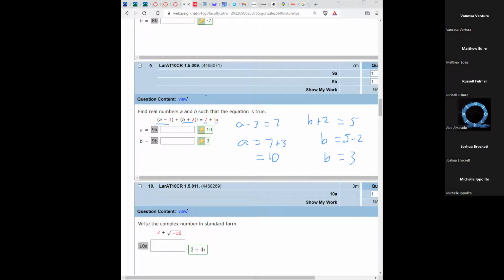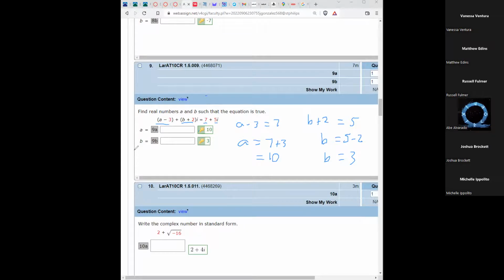Any questions on this part? See how there's not really much to do. By doing that, we know the equation is true. So now we have a number that'll make this equation true. If you plug in the 10 here, 10 minus 3 is 7. Plug in the 3 plus 2 is 5, so that'll be the same.